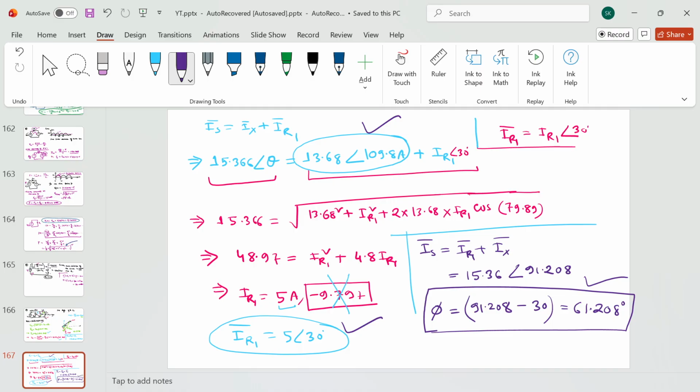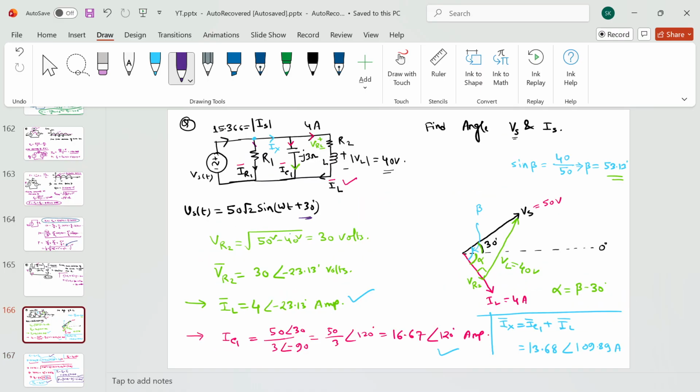So I hope in this particular problem, it is clear to you how to approach the circuit whenever you need to do a steady state AC analysis, the phasor domain analysis basically.